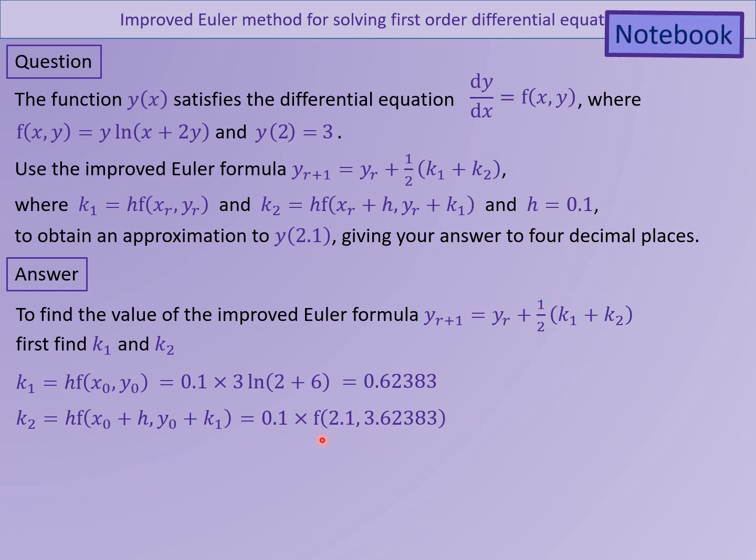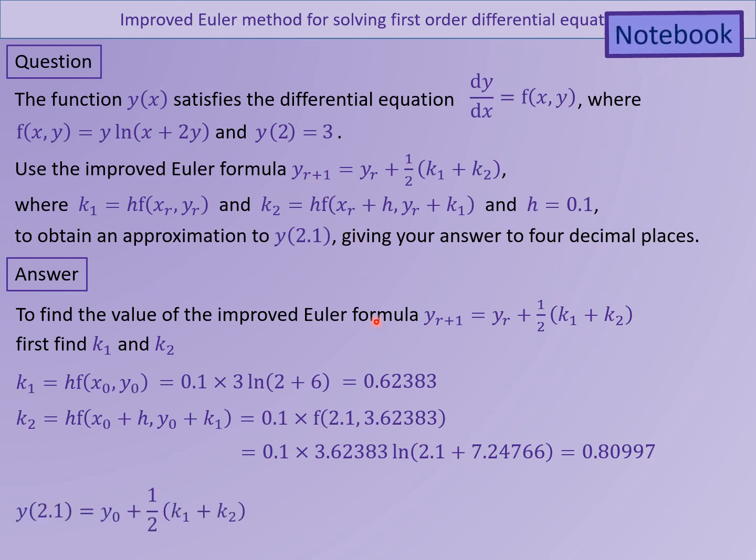Right, okay, now I've got my head around that. Let's just work out what this is. 2.1 in for x, 3.623 for y. So there you go, substitute it in. There's a y value times ln x value plus 2 lots of the y value. And what do I get? 0.80997.